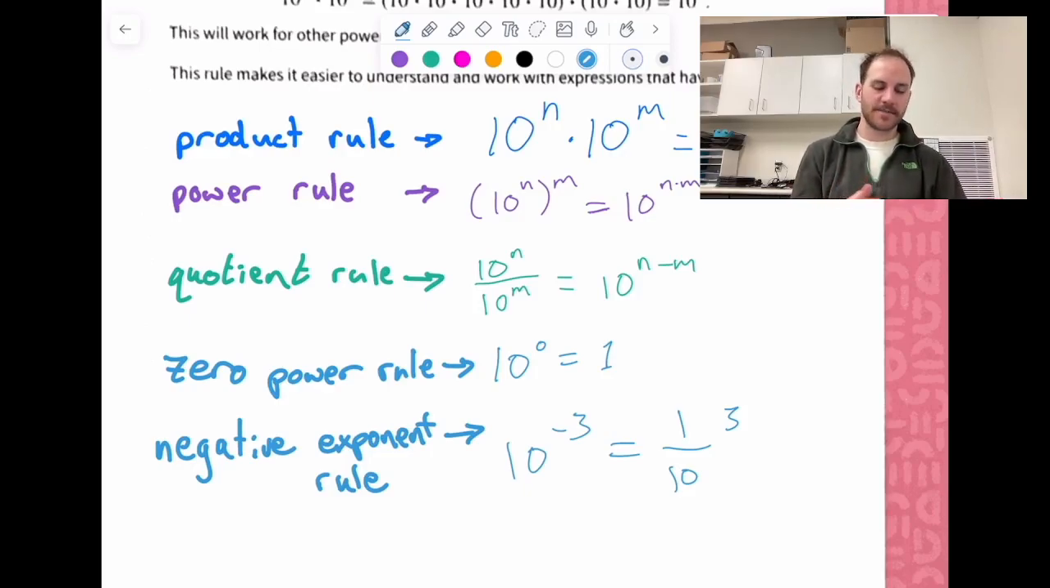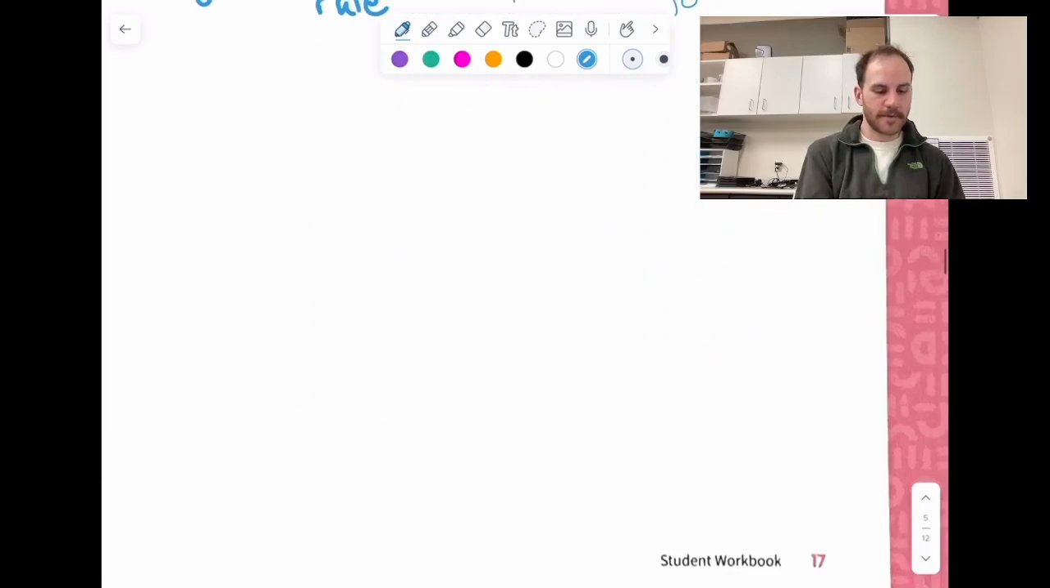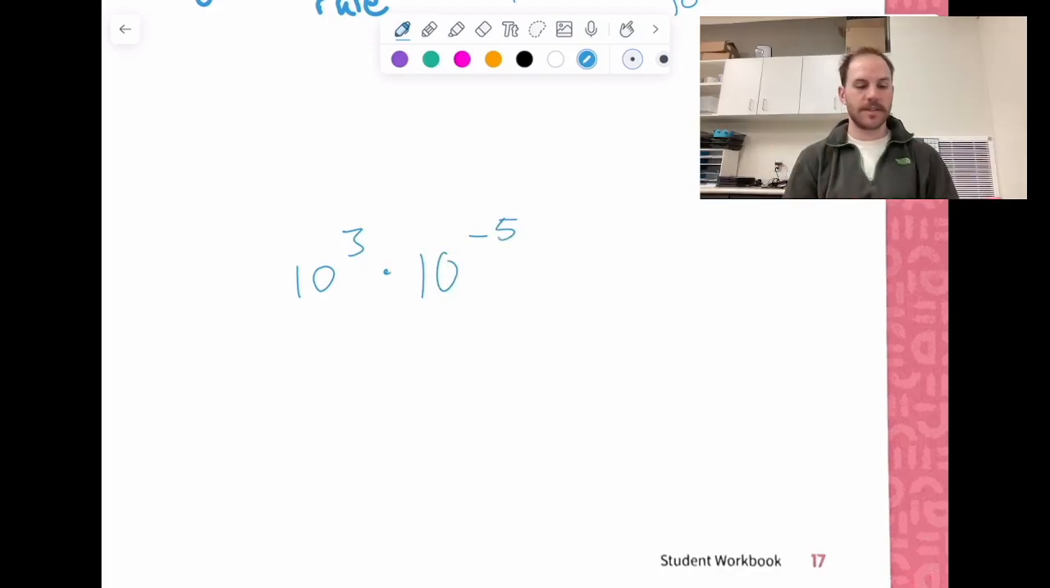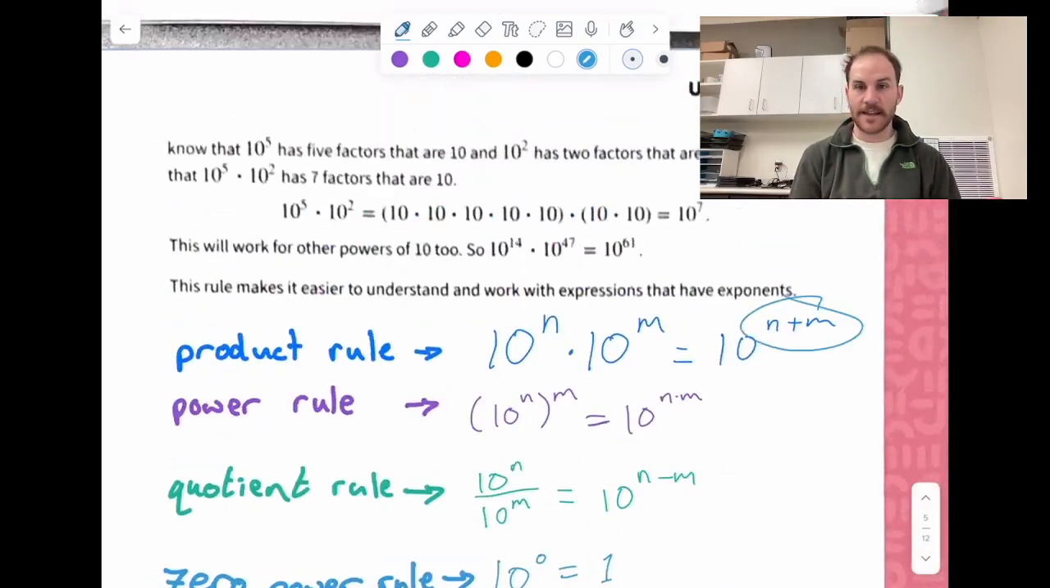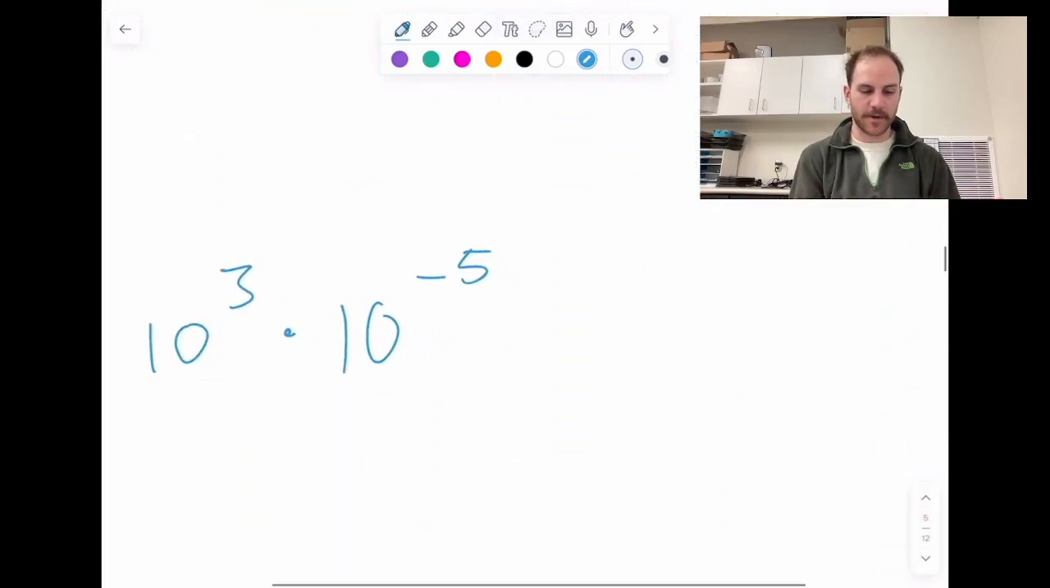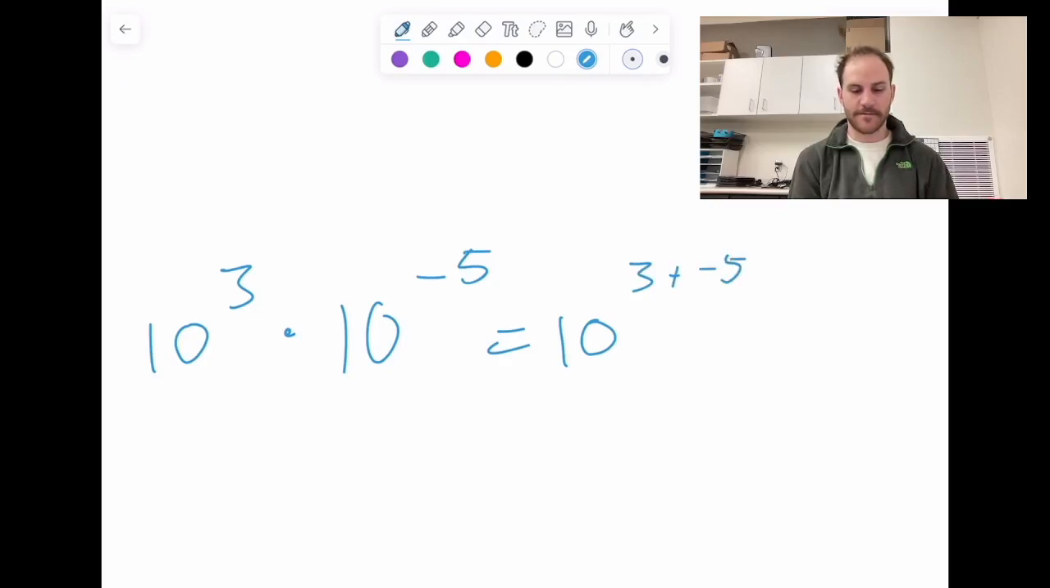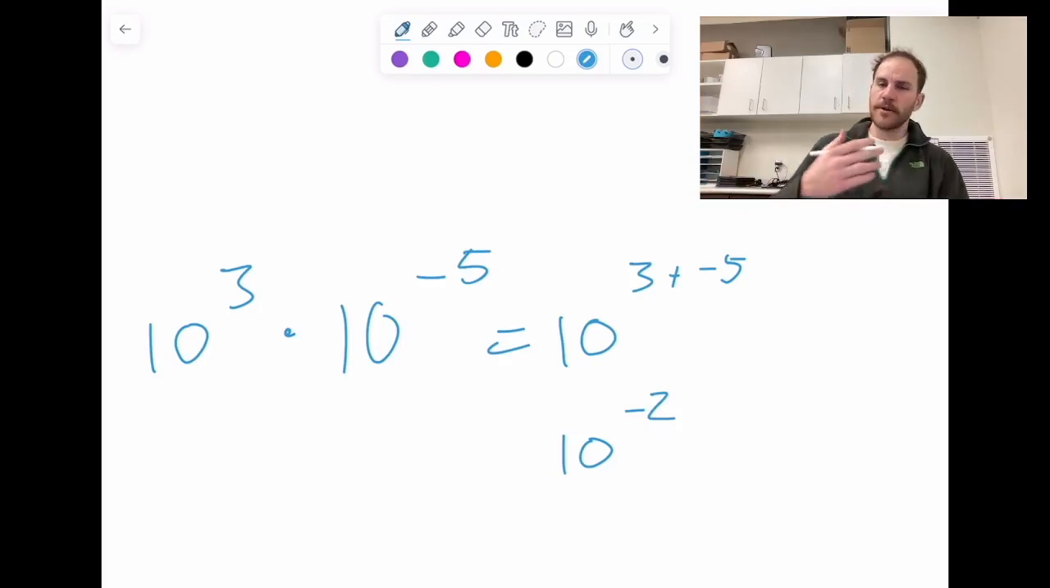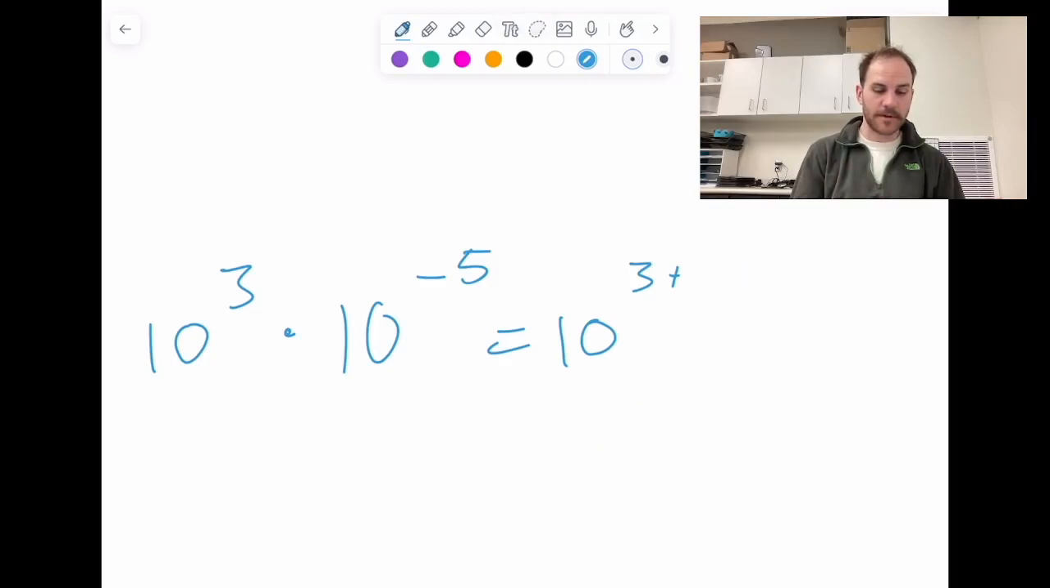Now, when you've got a negative exponent in a problem, you just treat it like a negative number. For example, if we were using the product rule, let's say we're doing 10 to the third times 10 to the negative fifth. All right? We still use the product rule. It says we have to add those exponents, so we will still add those numbers, right? 10 to the third plus negative 5. Now that's 10 to the negative second, okay? So we use those numbers within the other rules just like we would normally use negative numbers, okay?